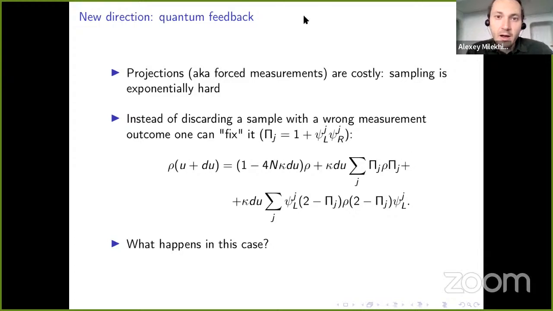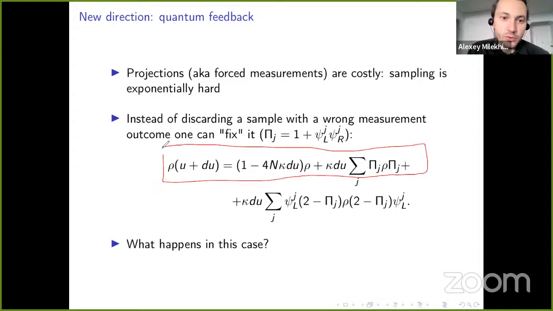So previously, in what I studied before, it was just these two terms. And this was not preserving trace because I was throwing away another outcome. Now I don't throw it away, but I add extra fixing unitaries. And what we want to do now is to study this case. I think in the measurement-induced phase transition literature, people started to discuss such setups as well because they are more experimentally realistic.